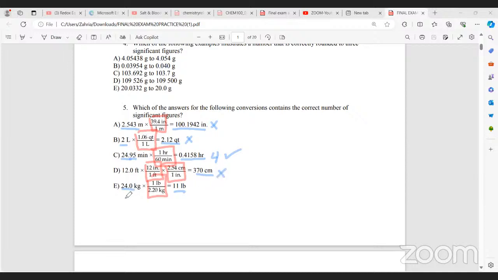And in letter E, there are three significant digits here. But in our final answer, we have two. So that's not right. So letter C is the only choice. That's right, Afia. Wait, it can't be D. That's right. It is not D. So letter C is the correct answer.